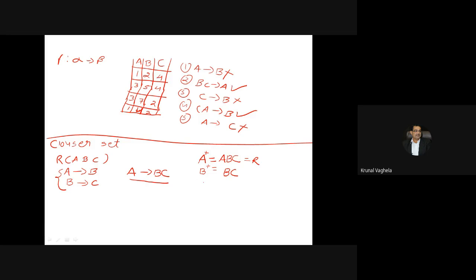What is closure of C? Closure of C is obviously C, but from the functional dependency you can see I cannot find anything other than C. So closure of C is C. So this is how the closure works.